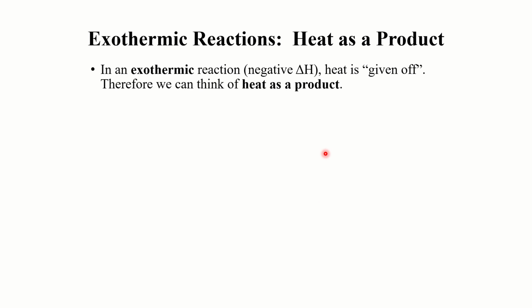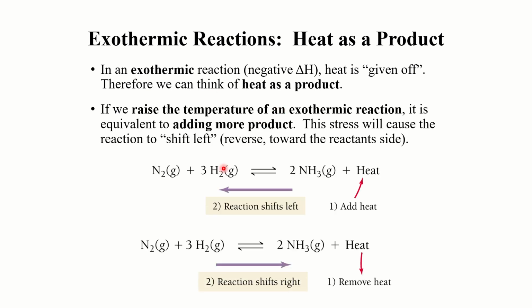The opposite is going to be true for an exothermic reaction. So in an exothermic reaction with a negative delta H, we think of heat as being given off, right? The system is releasing energy, or it's releasing heat to the surroundings. Therefore, it is helpful to think of heat as a product. So here, with this reaction, N2 plus 3H2 forms 2NH3. This reaction is exothermic. It releases heat. So let's think of heat as a product.